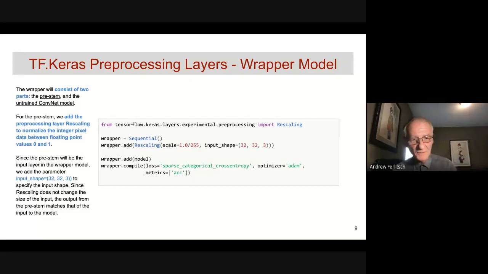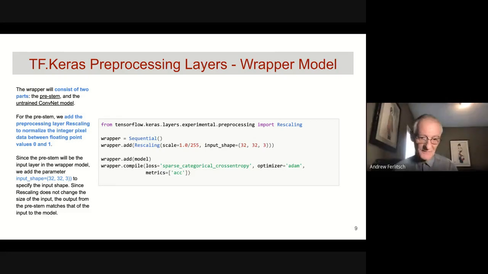Okay, so to make a prestem that is plug and play, we use what's called the wrapper model approach. So what we're going to do here is we're going to create a new model, an empty model. We're going to call it a wrapper. And the first layer we're going to add is the rescaling layer. This is the one in the preprocessing library that does normalization. And I'm just going to tell it to divide every pixel by 255. Notice I'm specifying the input shape to my single layer prestem to match the CIFAR 10, 32, 32, 3.